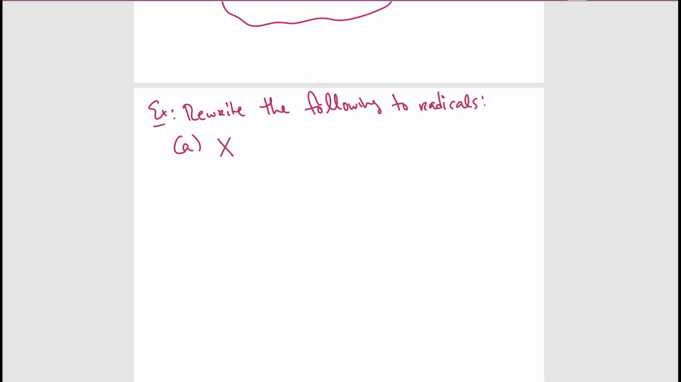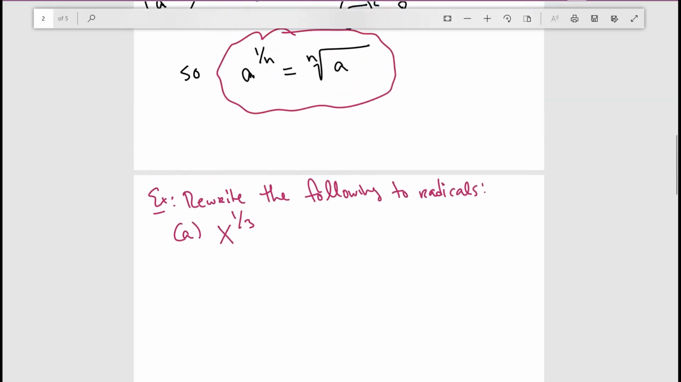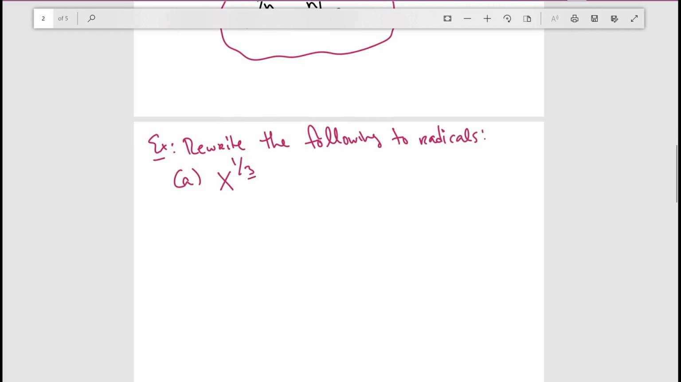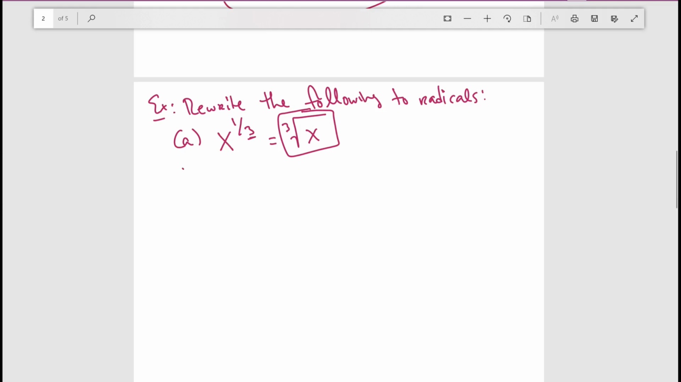So let's say we had x to the 1/3. Okay, well, x to the 1/3, if you look back up here, all it is is the denominator is just the radical of whatever the number is. So in this case, the denominator is 3, so this is going to be the cube root of x. That's going to be my answer. Okay, so what do you think x to the 1/6 is going to be? Okay, so the 6 is going to say what root it is, so it's going to be the 6th root of x. That is my answer.